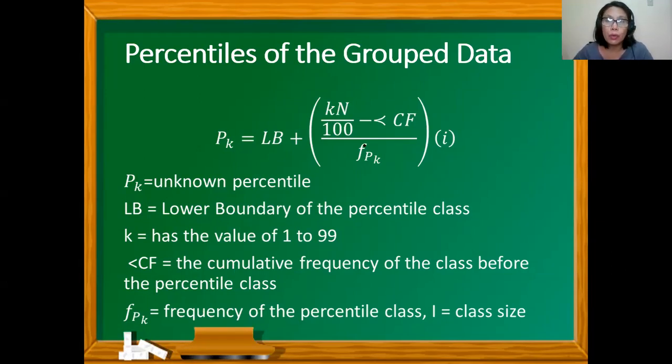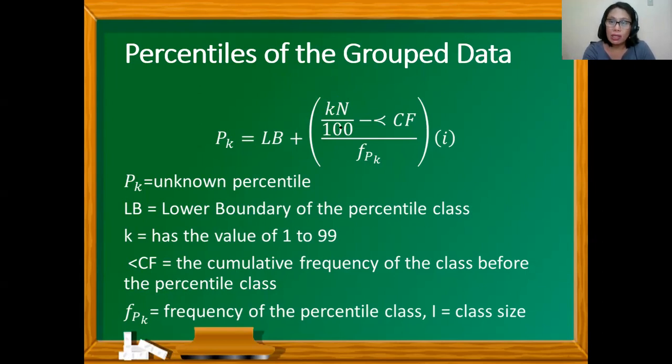So we will be dealing with calculating for the first percentile up to the 99th percentile. So K would stand from 1 to 99. And capital N here is the total frequency or the total observations. And then this expression is the formula whenever we want to calculate for the percentile class, which is also necessary in calculating for the percentiles of the group data.